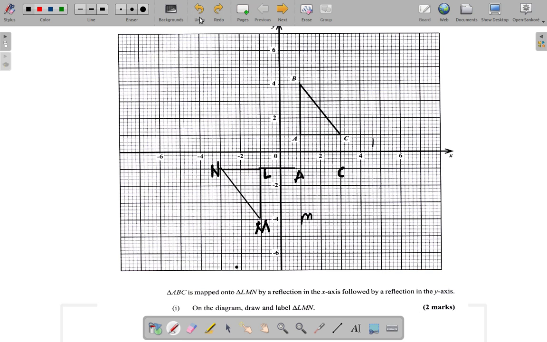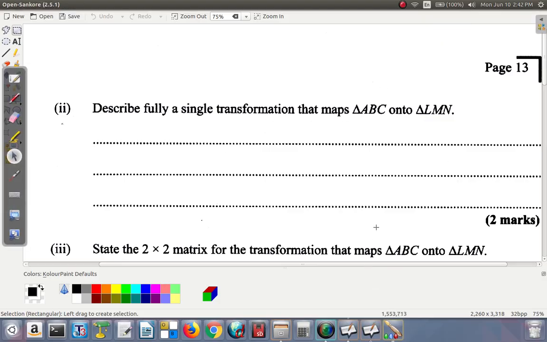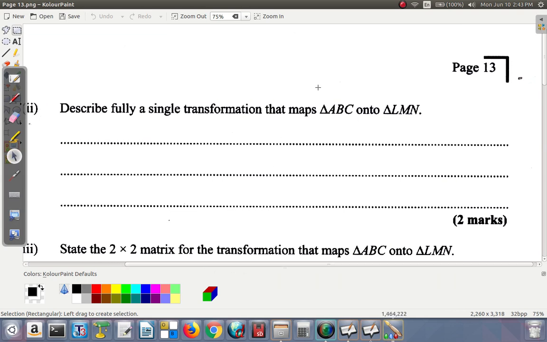But the other thing you could do is from C to N, you could imagine that you swung from C right to N 180 degrees clockwise around the origin. You could consider swinging 180 degrees anti-clockwise as well. You end up the same place. So it seems that what you could give for this answer is a rotation of 180 degrees clockwise about the origin.